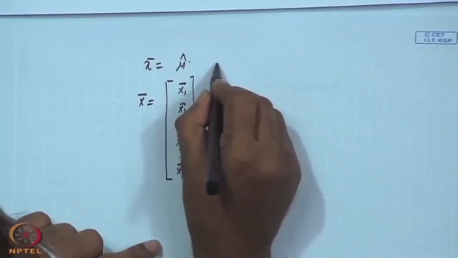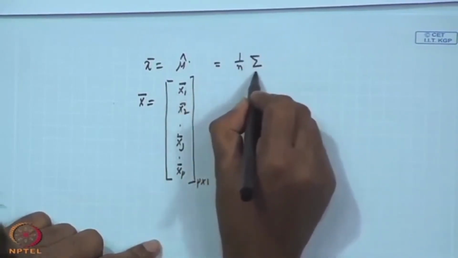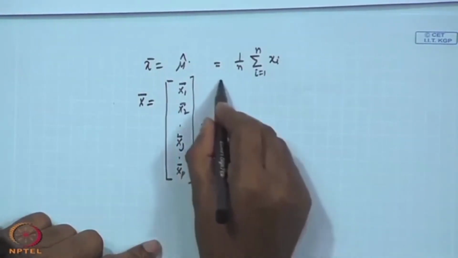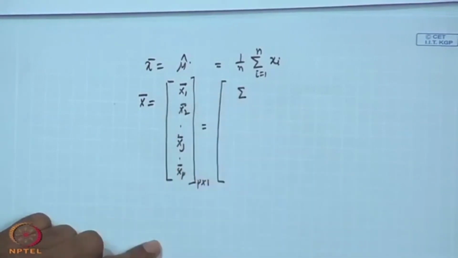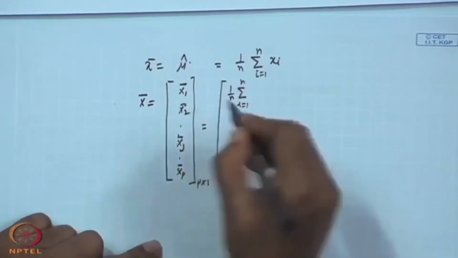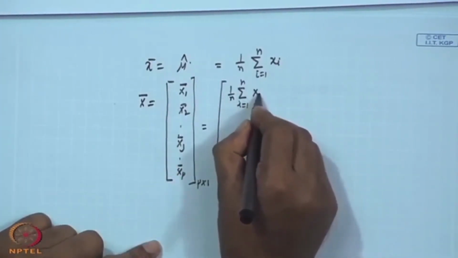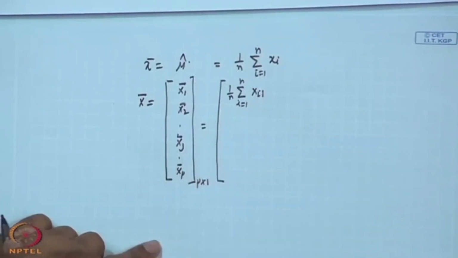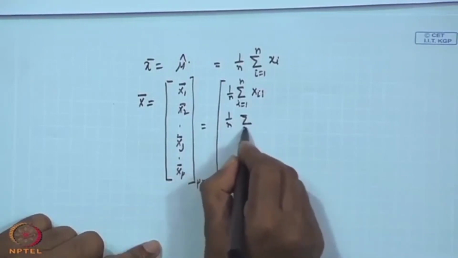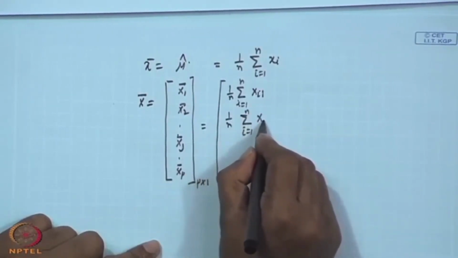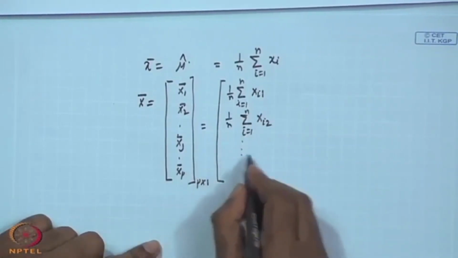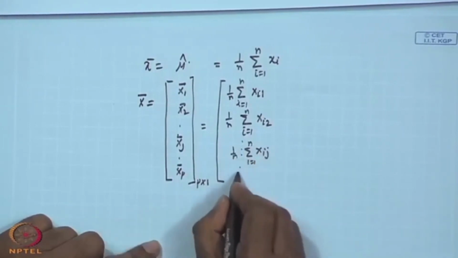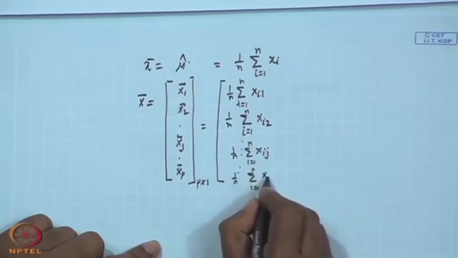Now, what is your x bar in case of univariate? You have written 1 by n sum total i equal to 1 to n x i. So, that means I can write this one now in the same manner, 1 by n sum total i equal to 1 to n x i 1 I can write. 1 stands for the variable, i stands for the observation. Similarly, second one you can write sum total of i equal to 1 to n x i 2. So, in that same manner for the jth case you can write i equal to 1 to n x i j, and the last one you can write i equal to 1 to n x i p.